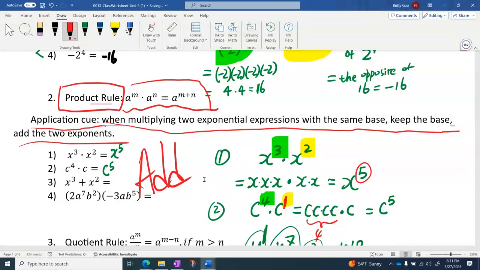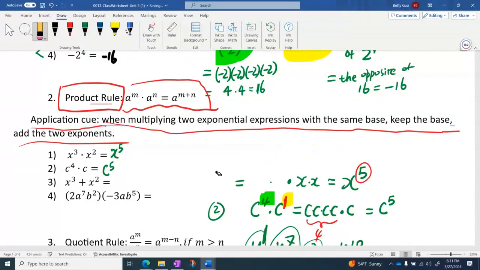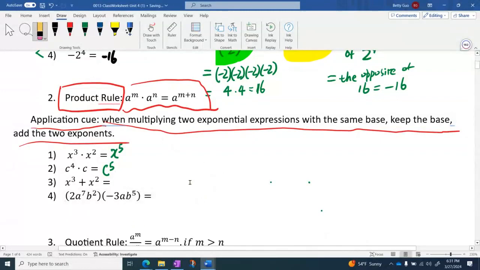Actually, it is to take the sum, to add them. All right, guys, help me out with number 3. Right here, we have x cubed plus x squared. It doesn't matter what method you use. You can use the definition or you can use the formula, the rule we have just learned. Tell me, how do we simplify that expression?